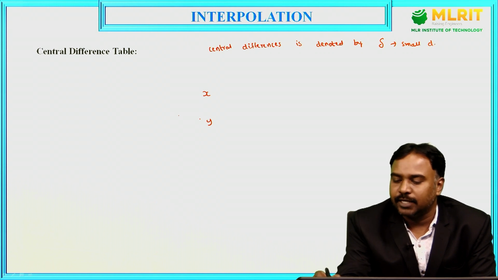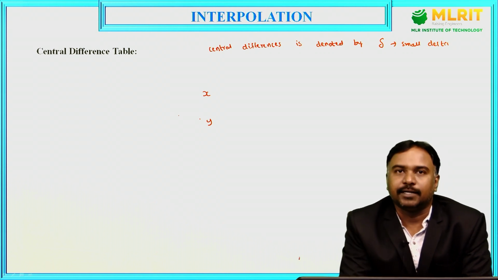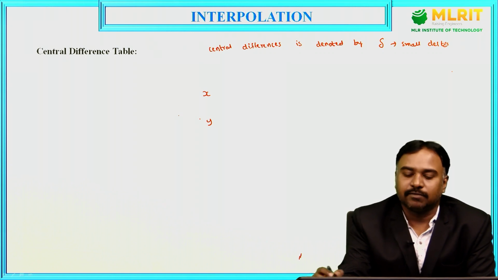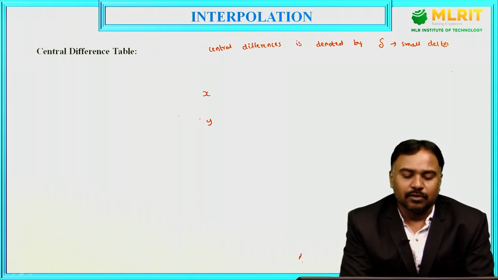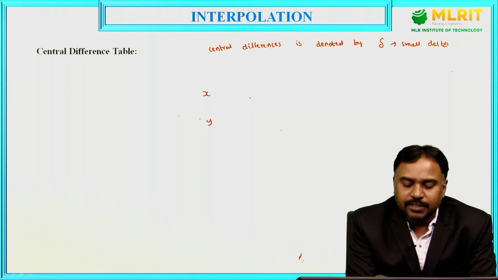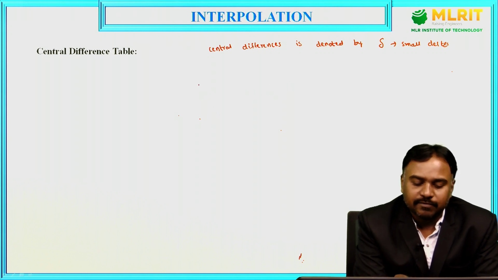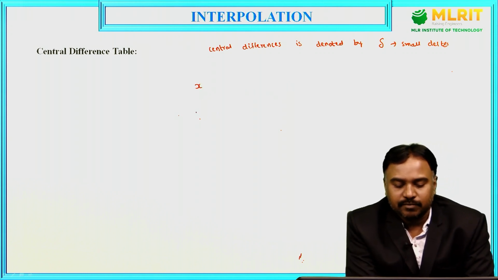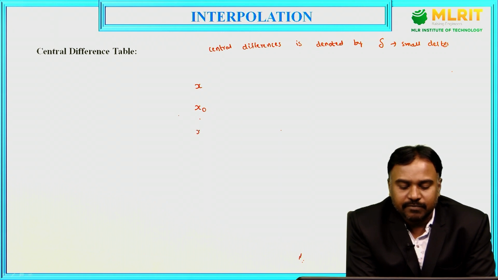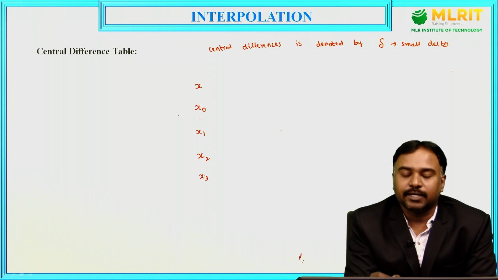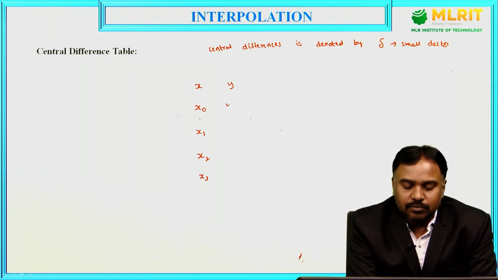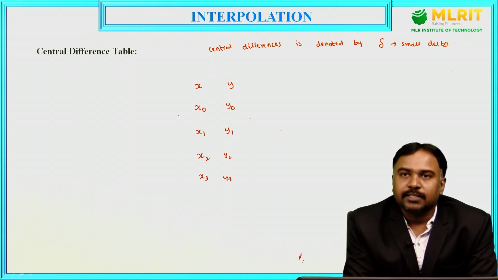So this notation we can call small delta. Using this small delta we are going to notate. So we are going to consider a few data points x, y. Using these x, y we are going to consider a few points, and based on these points we are going to construct the central differences table. Let us assume some data points x0, x1, x2, x3, with the respective functional values or experimental values considered like this.